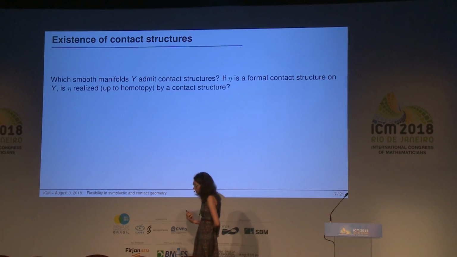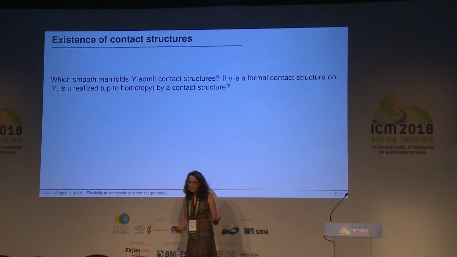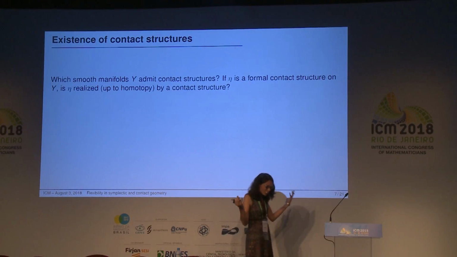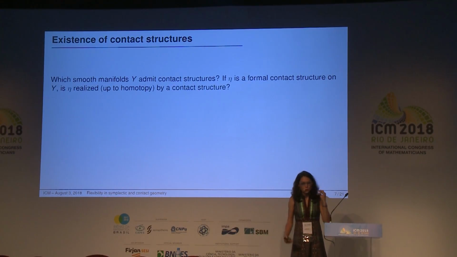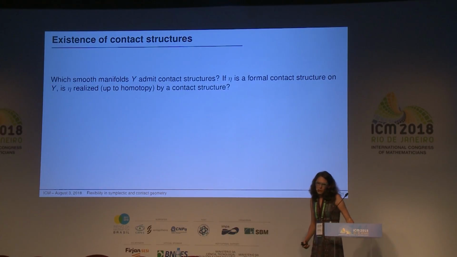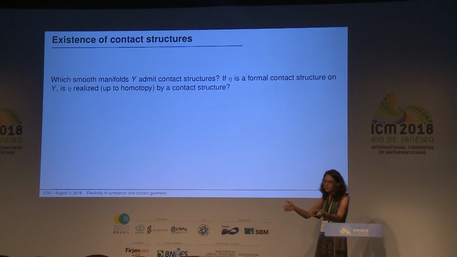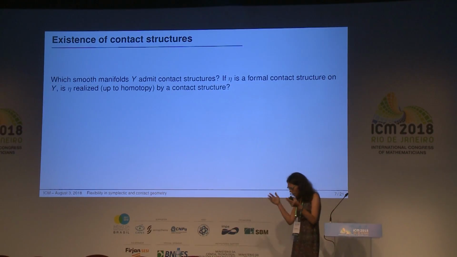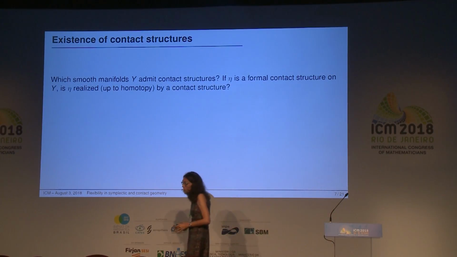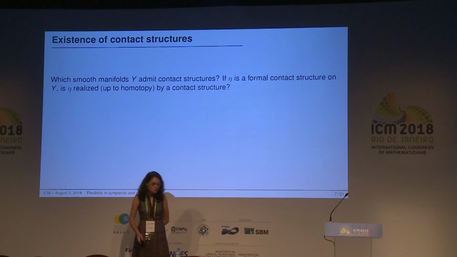So first of all, it's certainly a necessary hypothesis, right? If there's no formal contact structure, there certainly can't be a genuine one. But it's also a richer question, right? Because I'm asking not just is there a contact structure, but whether there is one in every possible topological class of contact structures.